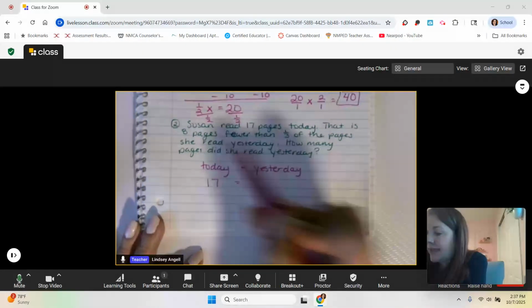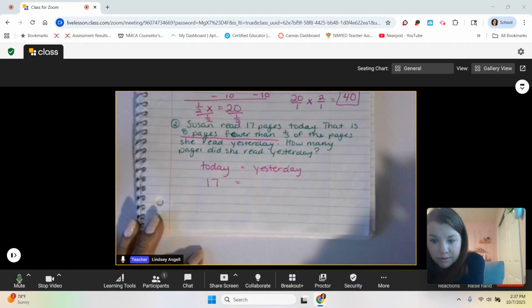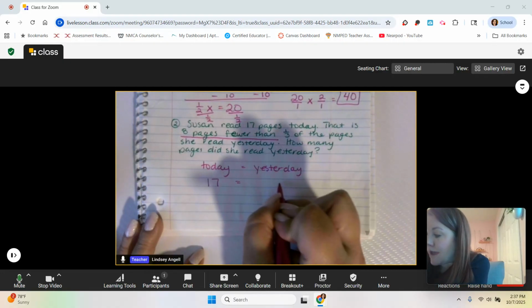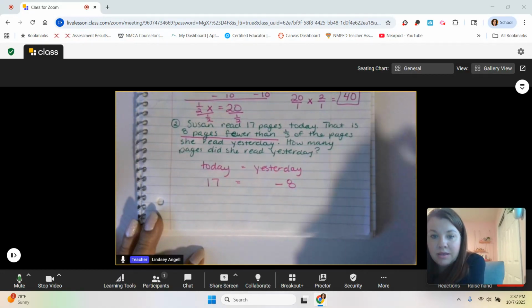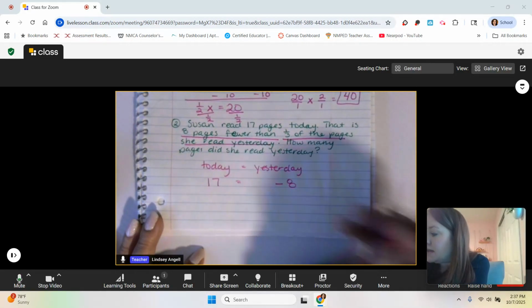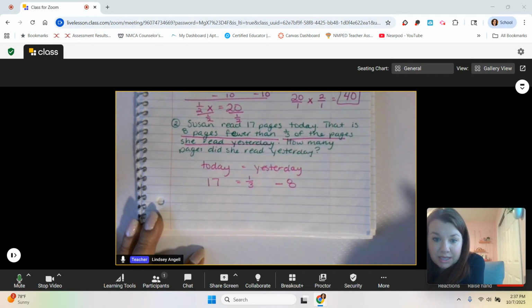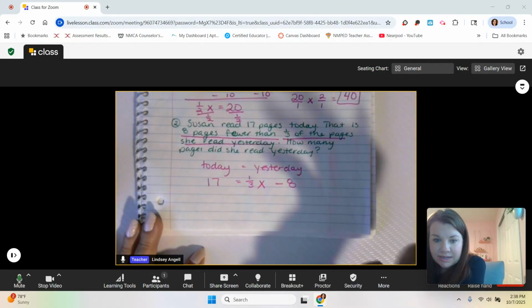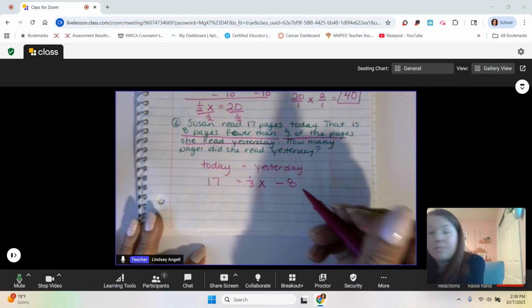But then it says that is 8 pages fewer than. Well, fewer than, if you have 8 apples fewer than somebody else, that means you subtracted to solve. So we know we're going to be taking 8 away from something. Okay? Well, we're taking 8 away from 1/3 of the pages she read yesterday. So 1/3 of, remember, of means to multiply, and we could say X for that. So X can represent yesterday, or I could have put a Y for yesterday, right? And this is what we would be solving.